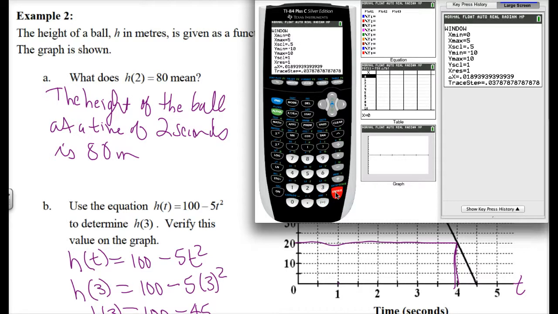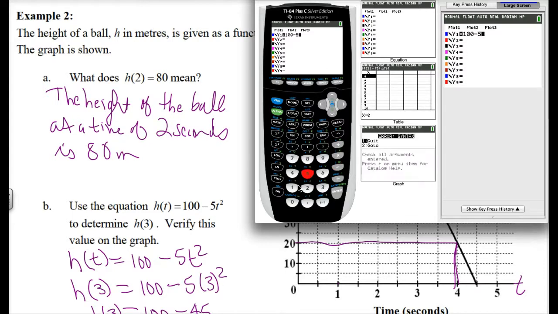What's kind of neat about this emulator is that you can see everything happening. You can see the key presses and all of that good stuff. And 0 to 110 by 5s. Too fancy for me. I don't know what that stuff is. So y equals, so 100 minus 5x squared.